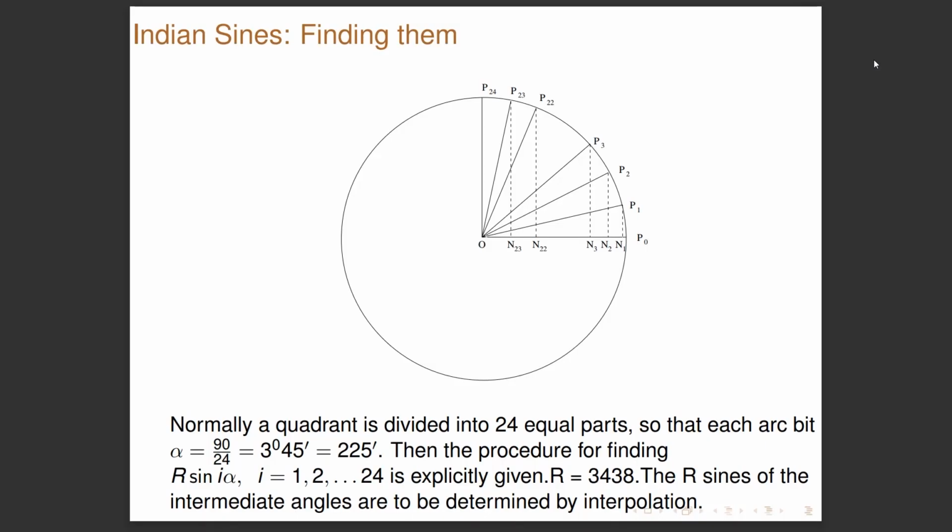Normally it is taken to be a circle of radius 21,600 minutes. 21,600 is 360 into 60. So each minute of angle corresponds to unit distance in the circumference. So the radius will be 21,600 by 2 pi, which is nearly 3438.